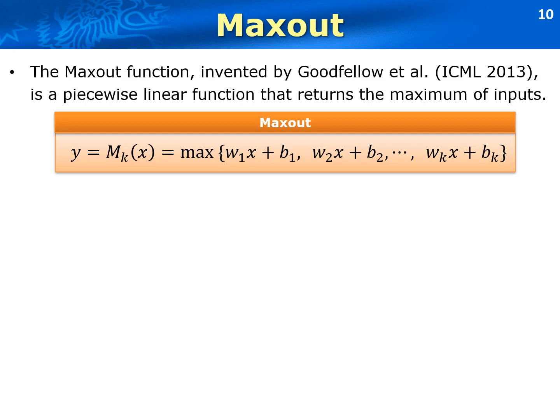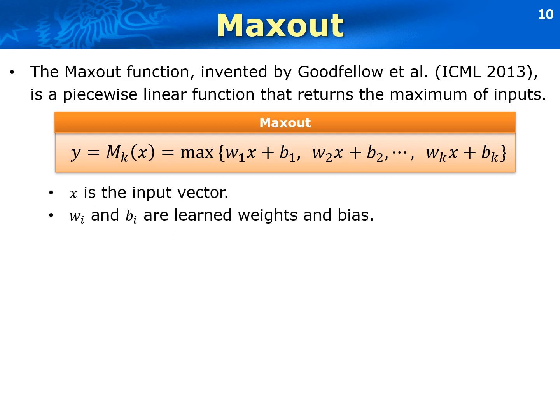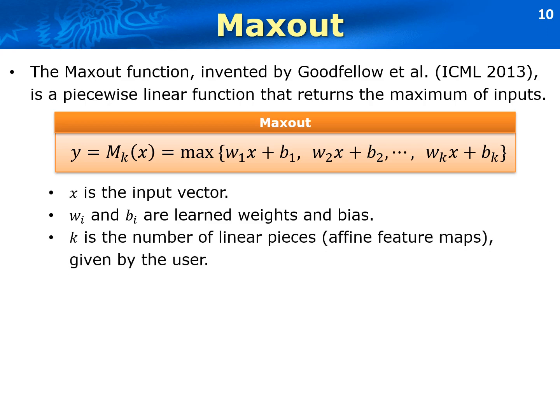Here, x is the input vector. wi and bi are the learned weights and biases. K is the user-specified parameter, which is the number of linear pieces, or alpha feature maps.